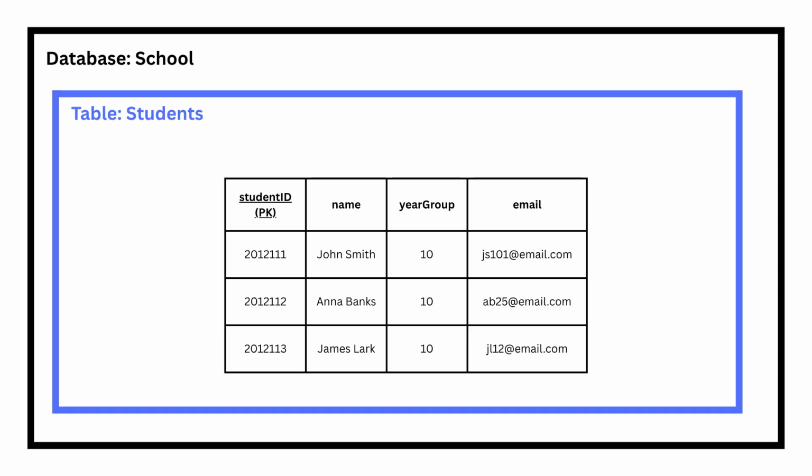If we focus on just the students table, we can see here which column is the primary key, what all the other attributes are, and some example data that would be in the table. And from this, we can write out a written description of the table, which is now shown on the screen.